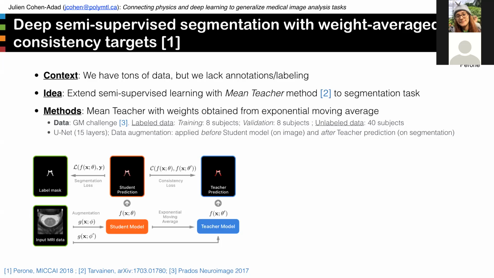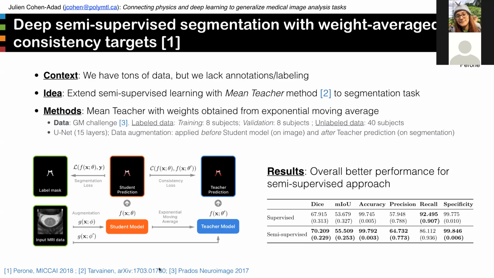For the network architecture, we used a UNet with 15 layers. I'm not going into details for the training parameters. You can find more information on those in the paper here. But results overall show a better performance of the semi-supervised approach when compared to an architecture where less data are seen by the model, even if the ground truth is missing.